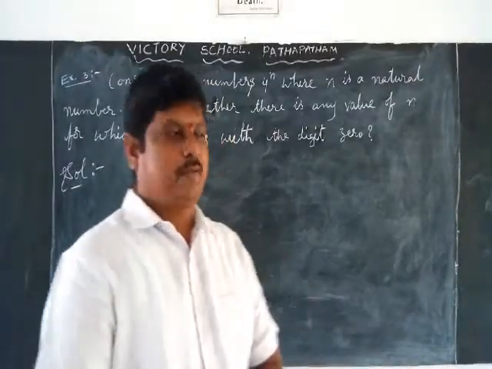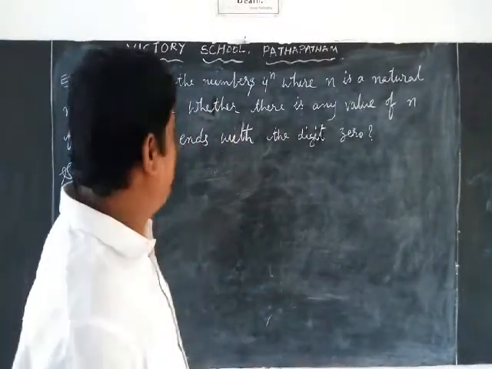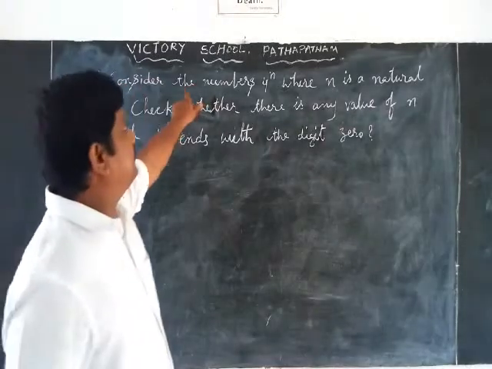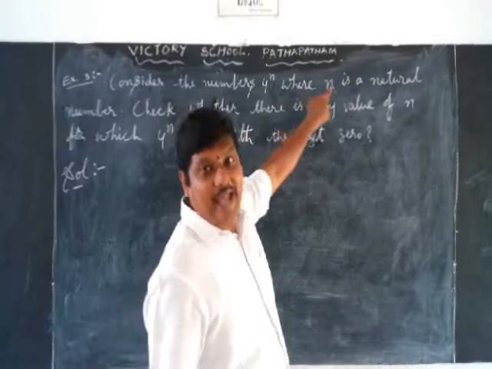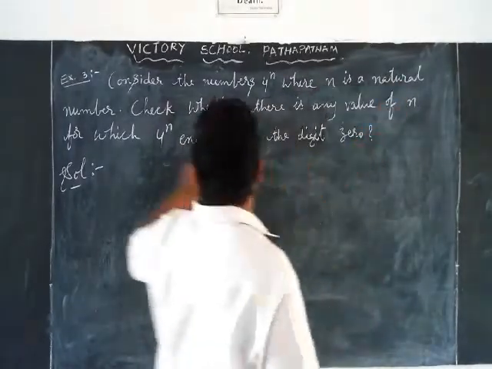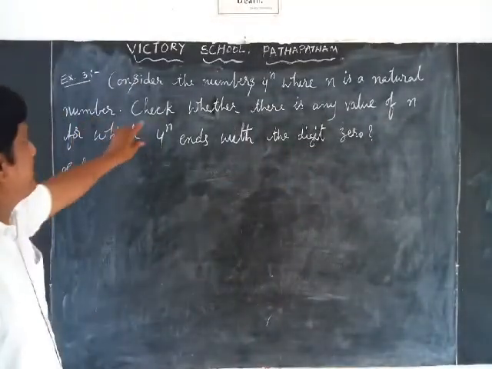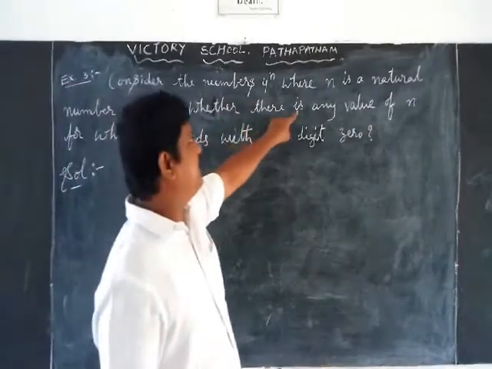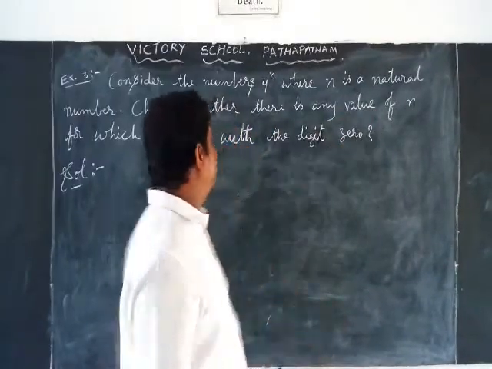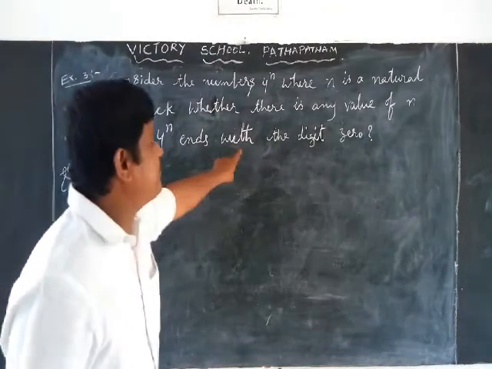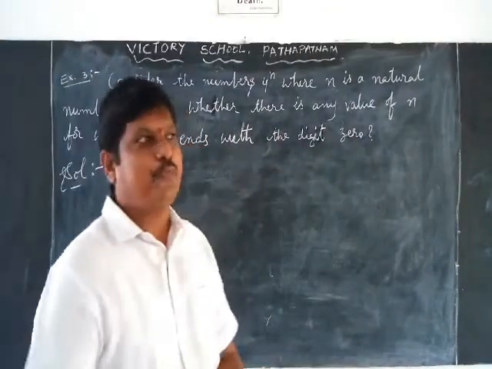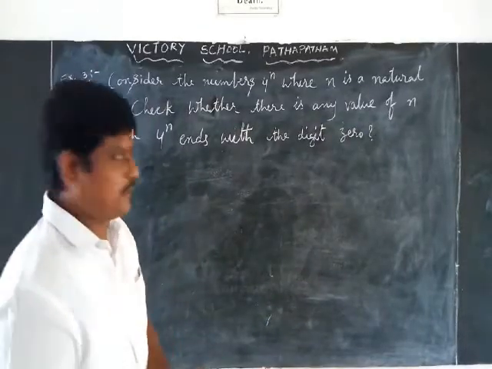Good morning, students. Today we are discussing: consider the numbers 4 power n where n is a natural number. Check whether there is any value of n for which 4 power n ends with the digit 0. So that means what? Very simple.